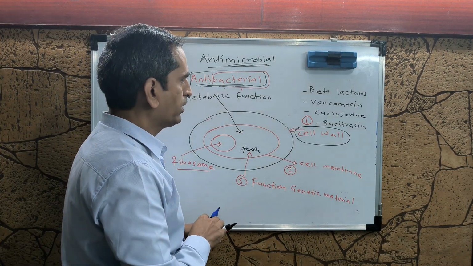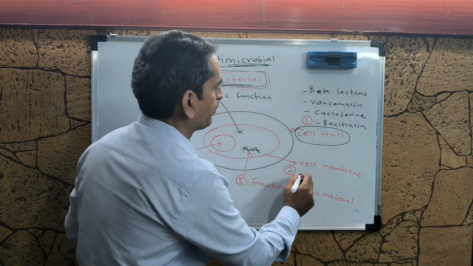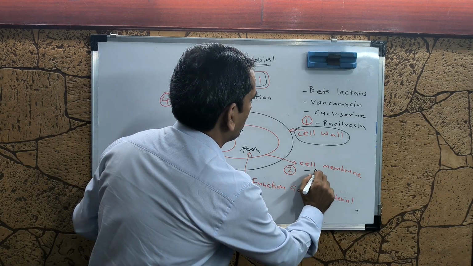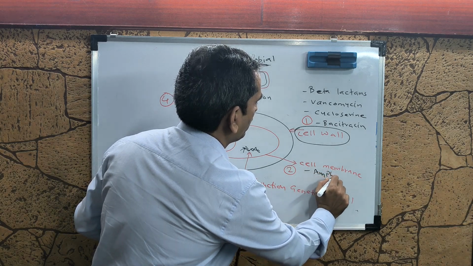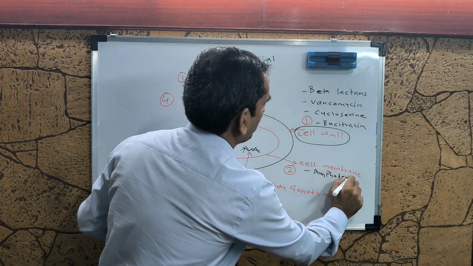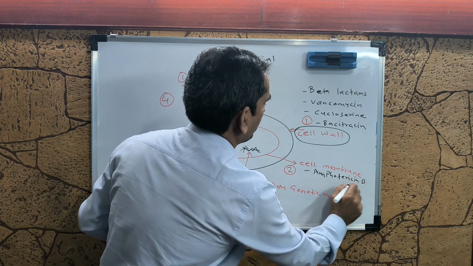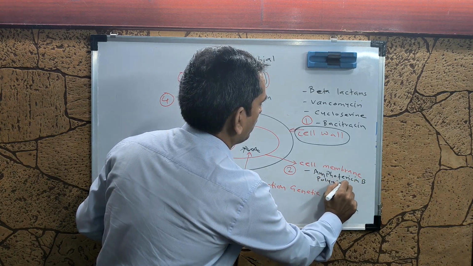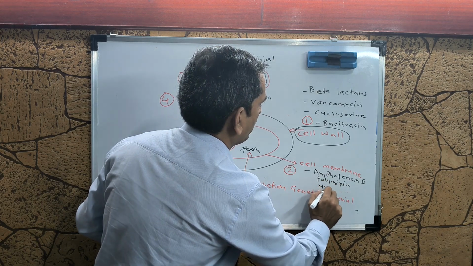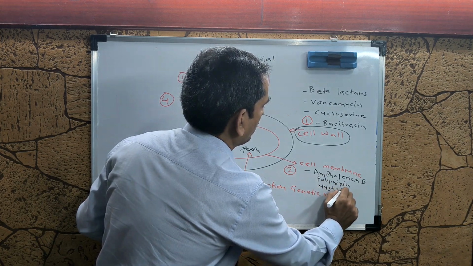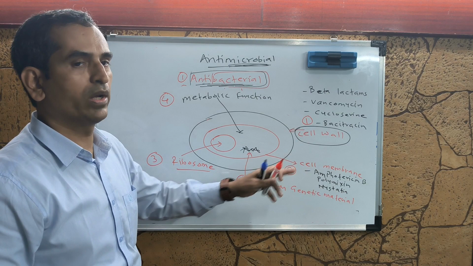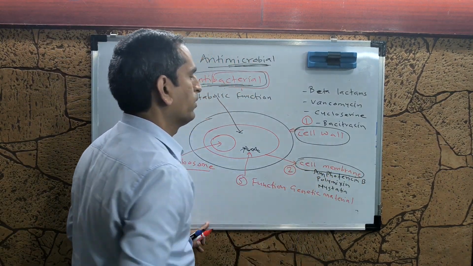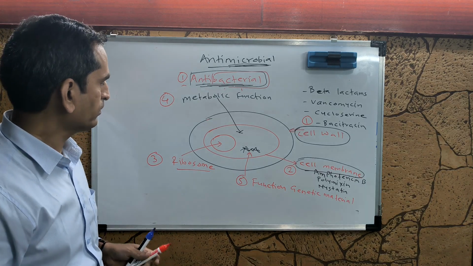The second category of drugs work on the cell membrane. The examples include amphotericin B, polymyxin, and nystatin. These drugs work on the cell membrane. So this is the second target of the antibacterial drugs.